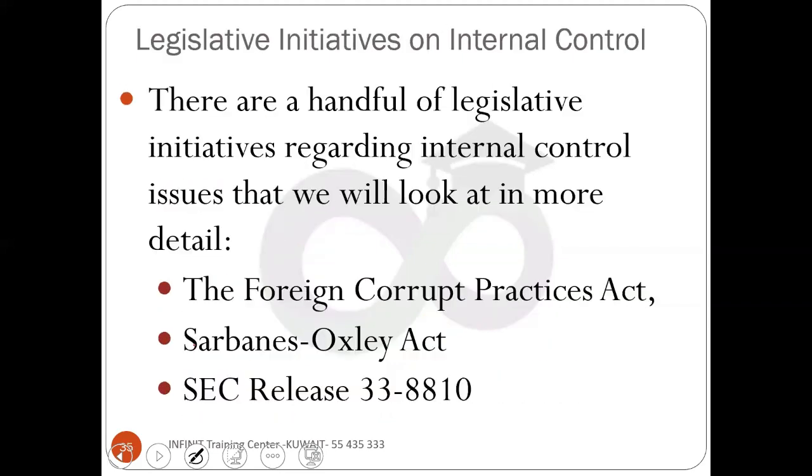Now from here onwards, it is all laws. Completely talking about laws: legislative initiatives on internal control. What are the laws enacted to support internal control? There are a handful of legislative initiatives regarding internal control issues that we'll look at in more detail. The first one is the FCPA, or Foreign Corrupt Practices Act. Also, you have the Sarbanes-Oxley Act. And under this, you have a lot of subsections like SEC Release 33-8810.